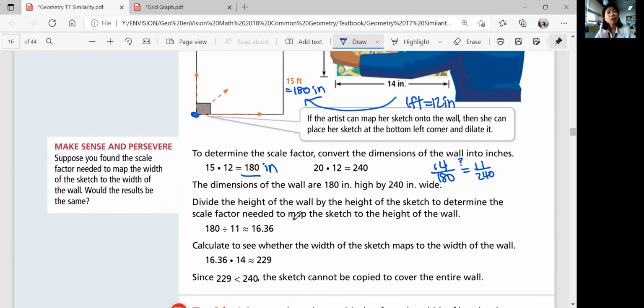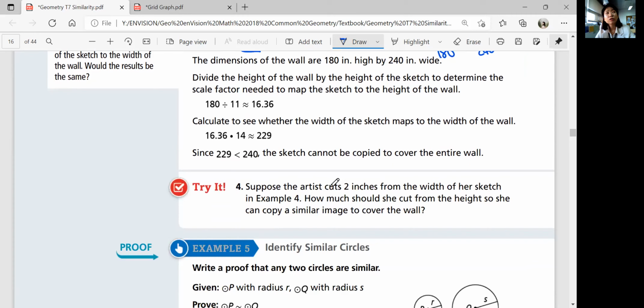Okay, so if you divide both of them, they're not going to be proportional. So the sketch cannot be copied to cover the entire wall. That is the answer. Unless these answers are exactly the same, they're not going to be proportional. So it's not similar. So try number 4.